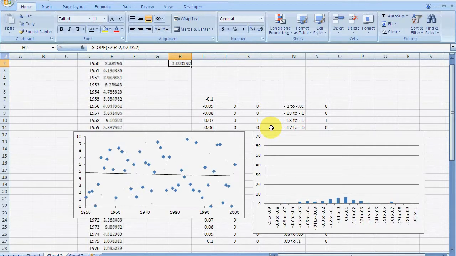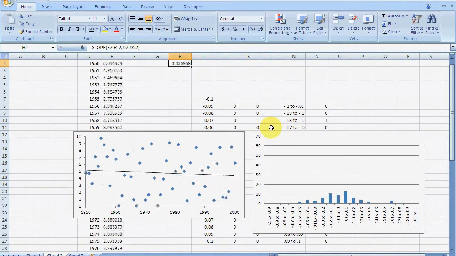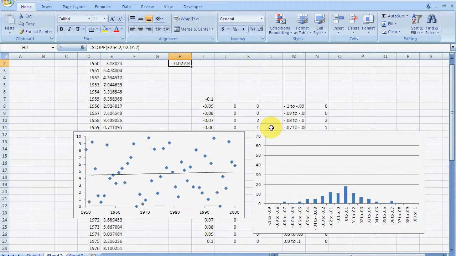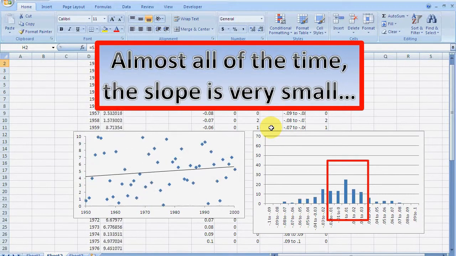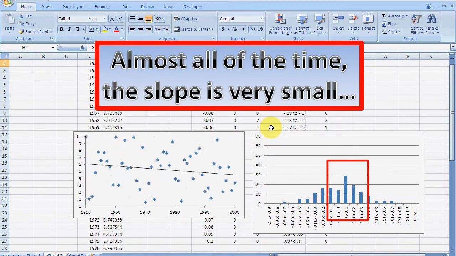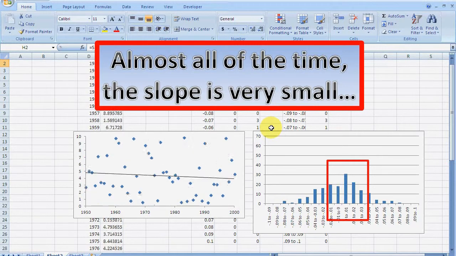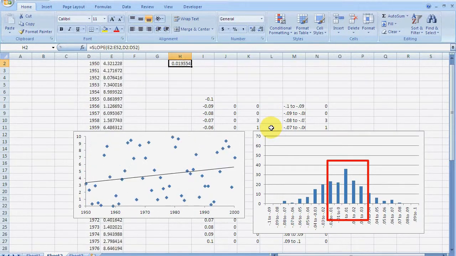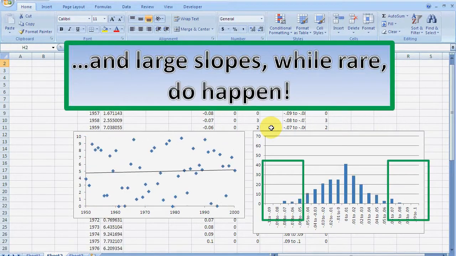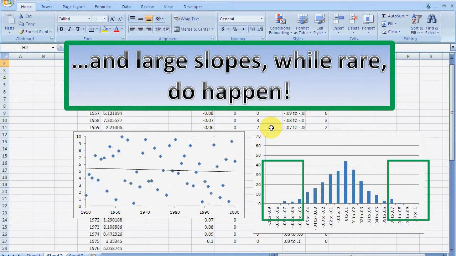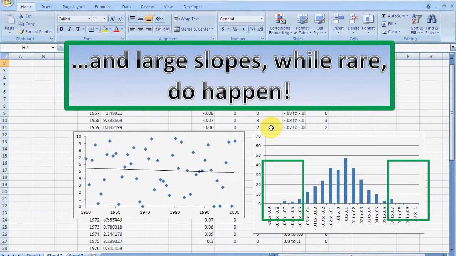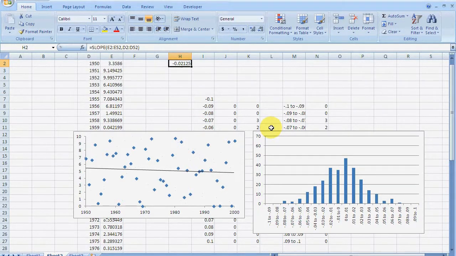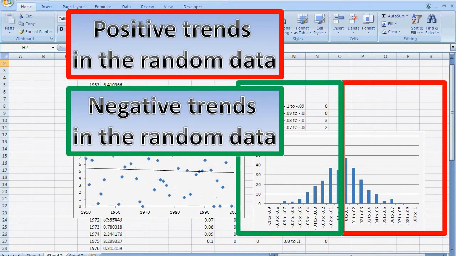There is a distribution to the slopes that we find in random numbers, and that distribution is a type of bell curve. Almost all of the time, the trend in the random numbers is very small. However, notice the tails of the bell curve. There have been some times in which I got some pretty impressive slopes with my random numbers. It didn't happen a lot, but it did happen from time to time. Notice too that half of the time the trend will be positive and half of the time the trend will be negative.